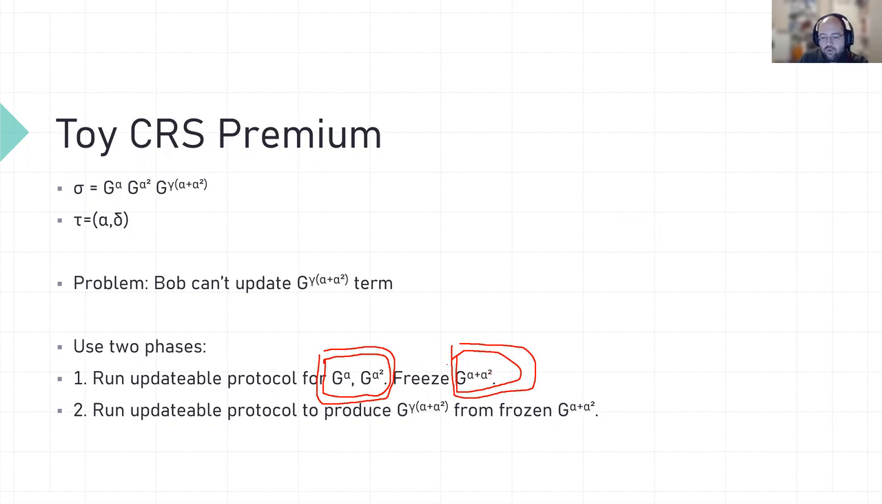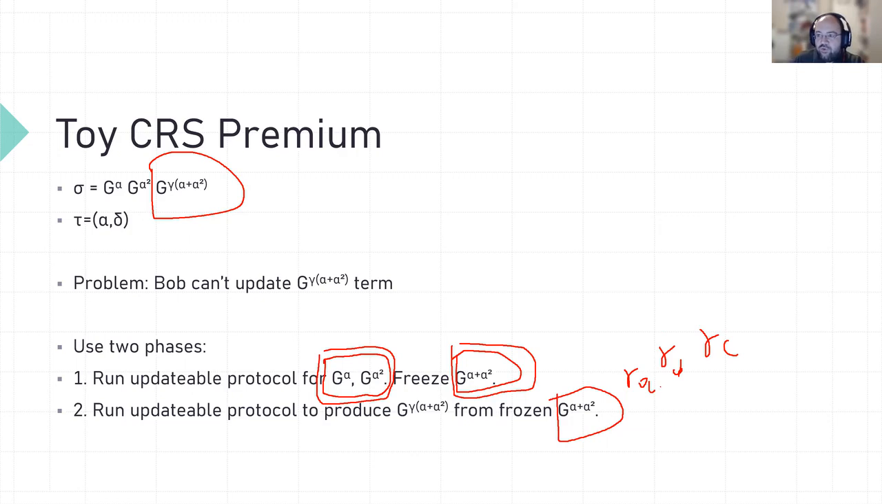And now we will run this protocol anew, but only for this term, to figure out a random value of gamma. So we have this frozen value of g to the a plus a squared, and we will have people raising to random powers, let's say gamma of Alice, and then gamma of Bob, and then gamma of Carol, in order to randomize this part.